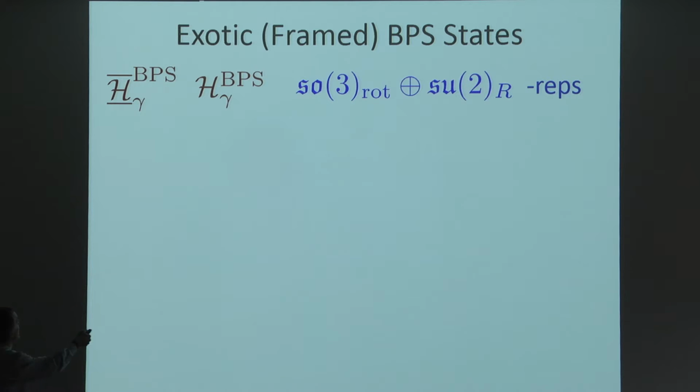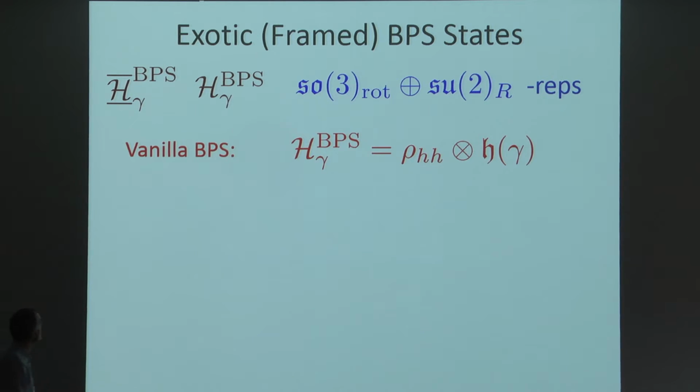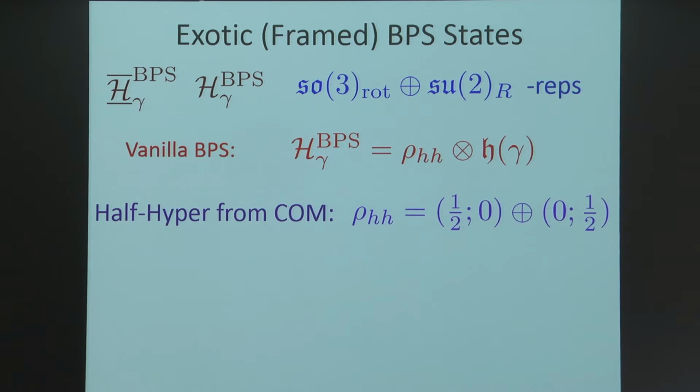And in the little supergroup, there's an SO(3) for rotations around this massive particle, and then there's a global SU(2)_R symmetry rotating the supercharges. Okay, so these spaces are going to be representations of SO(3) plus SU(2)_R. Now, in the case of vanilla BPS states, these spaces always have the form of a half hypermultiplet times an internal space. And in this semiclassical picture, the half hypermultiplet is easy to understand. That comes from the kernel of the Dirac operator on R^4, the center of mass degree of freedom.